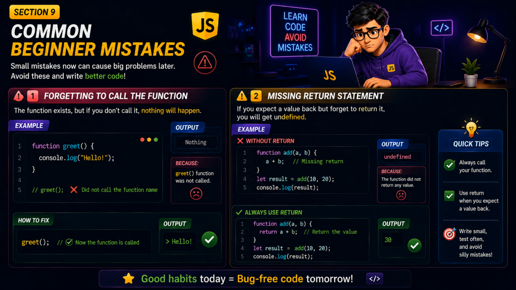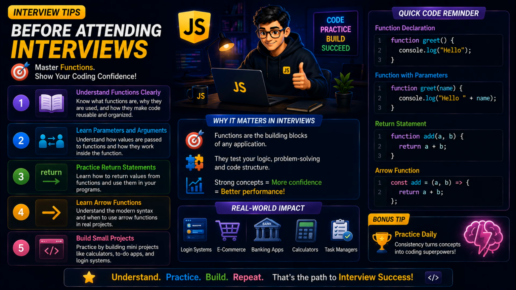Section 9. Common beginner mistakes. Forgetting to call the function. Example: function greet, console.log("Hello"), but did not call the function name. Output: nothing, because the greet function was not called. Missing return statement. Example: function add(a, b), a + b. Output: undefined. Always use return a + b.